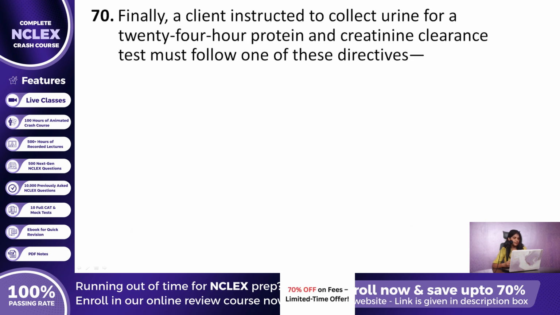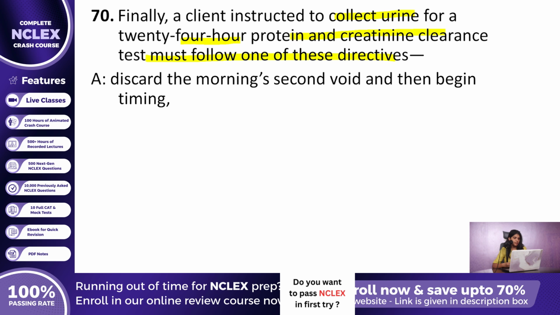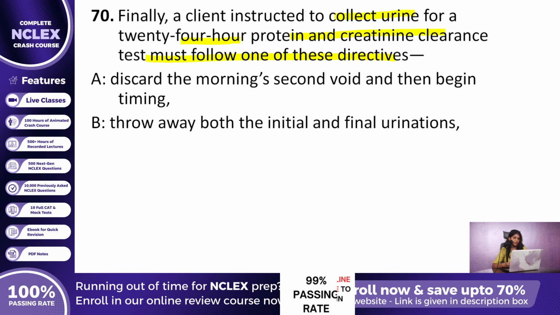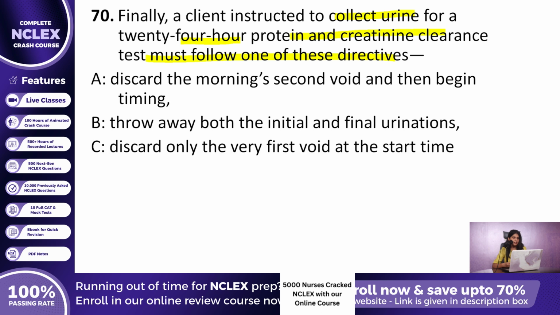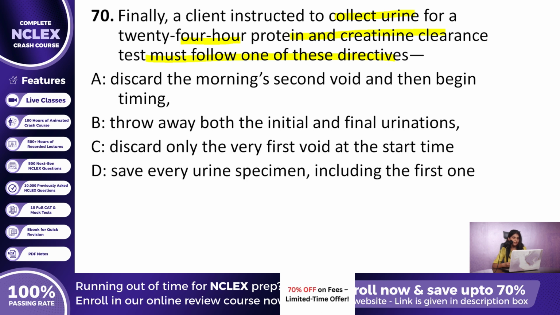Finally, a client instructed to collect urine for a 24-hour protein and creatinine clearance test must follow one of these directives. A. Discard the morning's second void and then begin timing. B. Throw away both the initial and final urinations. C. Discard only the very first void at the start time. Or D. Save every urine specimen, including the first one.